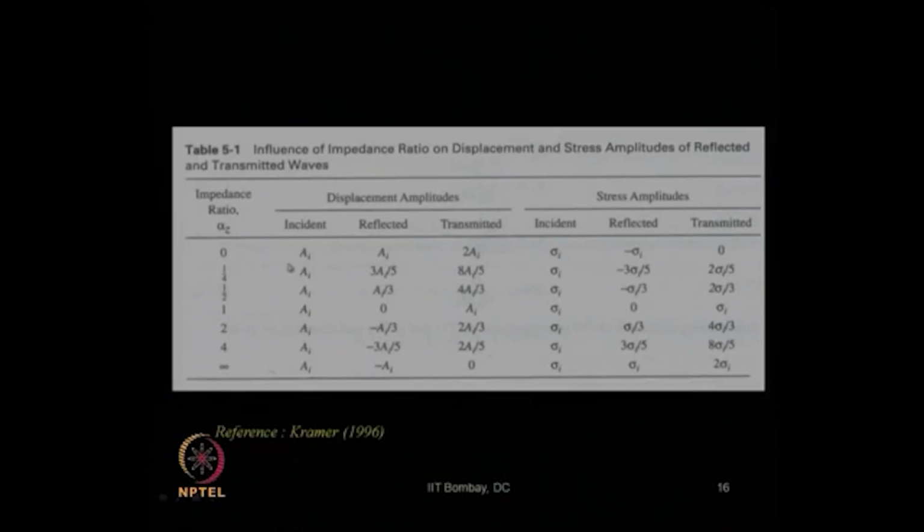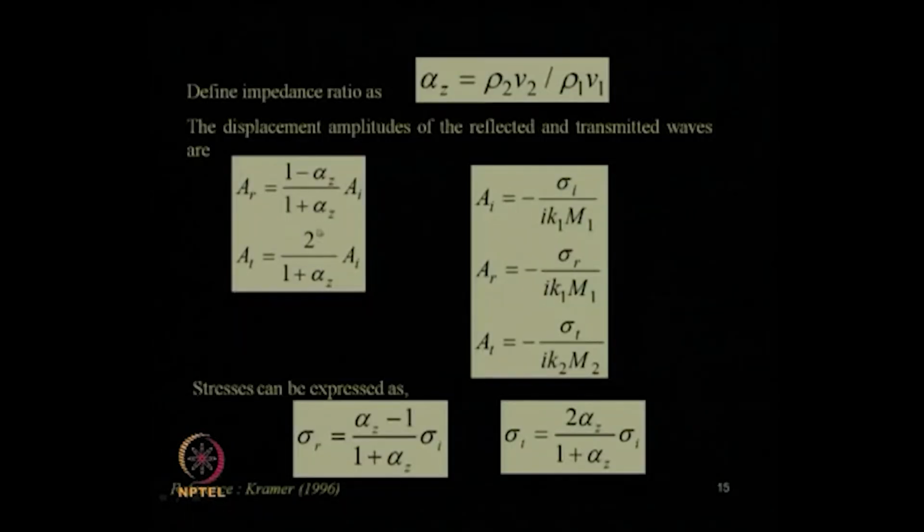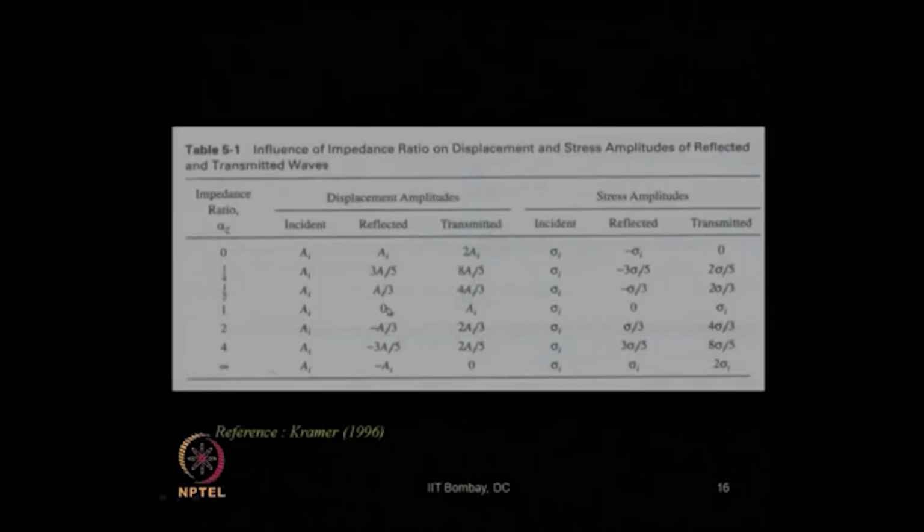So, in that case, incident wave displacement amplitude and reflected wave displacement amplitude remain the same. Transmitted wave displacement amplitude is double of this, which you can easily get by putting alpha z equals 0 in this equation. Okay. And incident wave alpha I will be reflected wave minus alpha I, and transmitted wave stress amplitude will be 0.